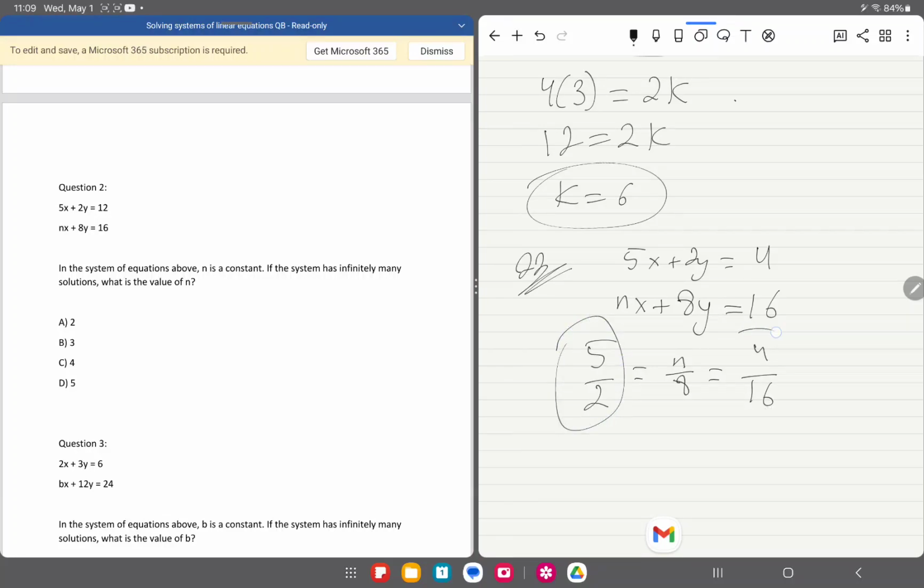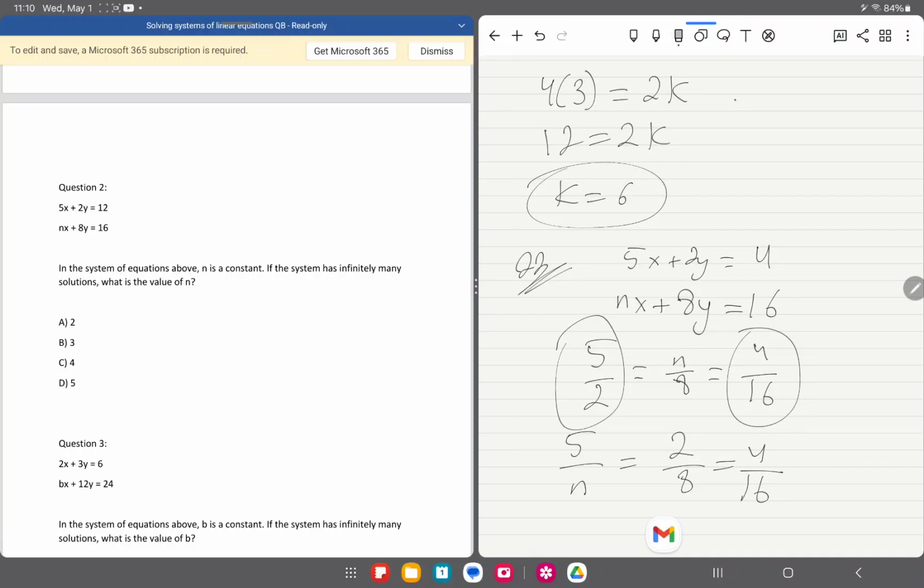Now, 5 over 2 and 4 over 16, they don't look like they are in a good position. Let me try it the other way. So if I did 5 over n is equal to 2 over 8 is equal to 4 over 16. Now this is something I can work with.